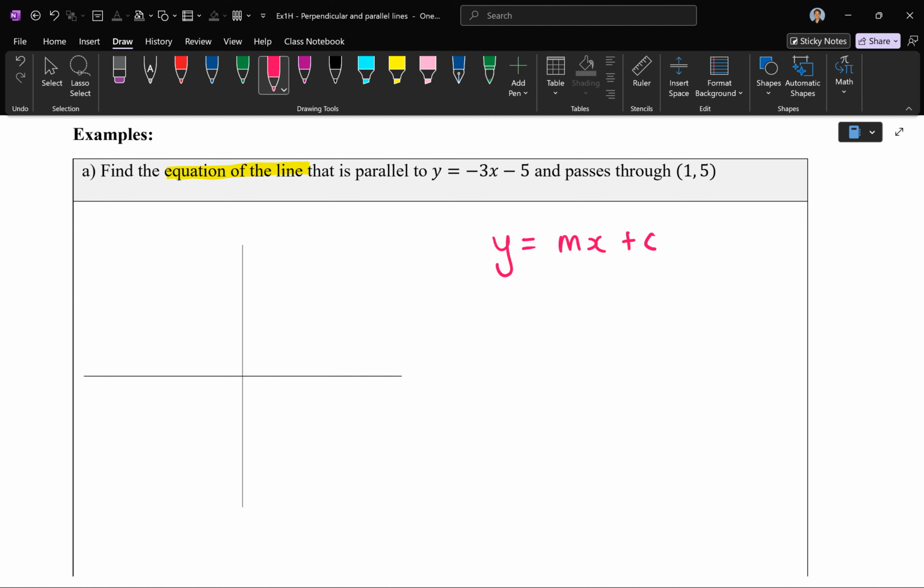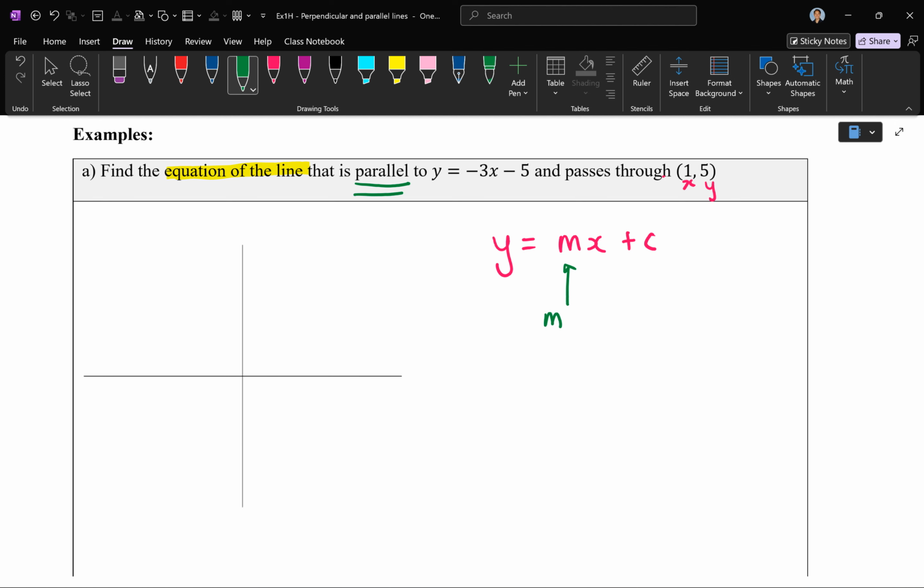This line is going to be parallel to this line. So that's a key thing. I know these two lines need to be parallel. And I also know it passes through (1, 5). Okay? So what that means is, if I know that x is 1, then the y coordinate must be 5. That's it. Okay? Let's solve for this. We can definitely figure out m already just based on the fact that they said it's parallel.